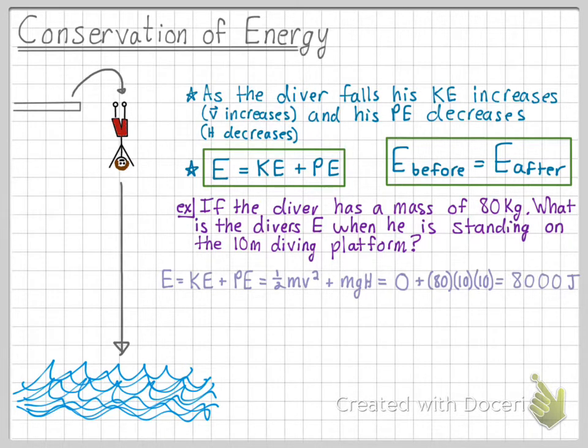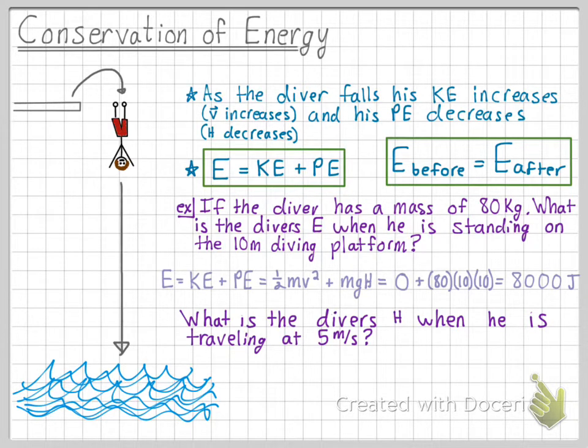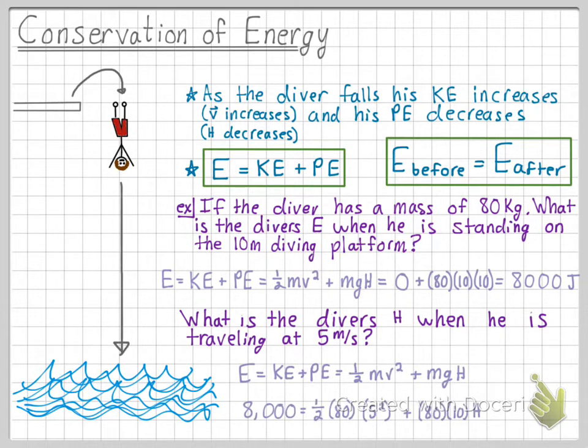Next, we could be asked to find the diver's height above the water when he is traveling 5 meters per second. We know that the energy of the diver is the same throughout his fall, so we can apply our energy equation to the situation. We know that the total energy is still 8,000 joules, his mass is 80 kilograms, and his velocity is 5 meters per second. So we plug in these values to our equation. We find the height above the water is 8.75 meters when he is traveling 5 meters per second.